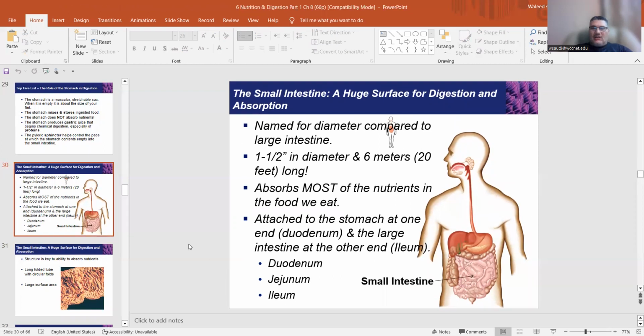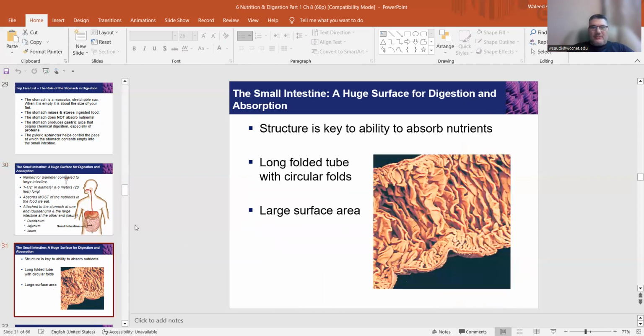So if I ask you, what are the three parts of the small intestine? Duodenum, jejunum, ileum. You need to know that. Duodenum, jejunum, ileum, in that sequence. The first part of the small intestine is duodenum. The second part is jejunum, followed by ileum. DJI. You know the DJ? DJI. I am the DJ. Just to remember it.